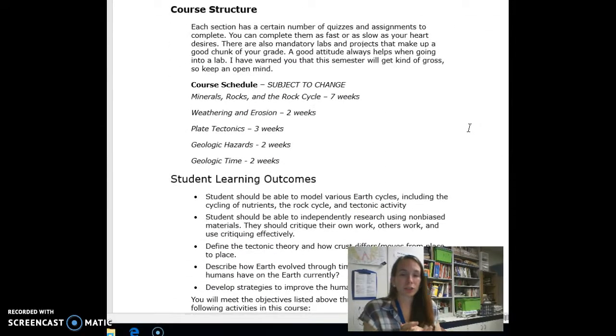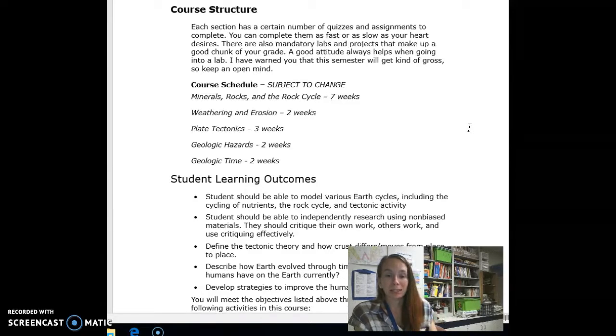Take a look at the course structure. As you can see, we're going to spend a good amount of time on minerals, rocks, and the rock cycle. We'll get into weathering and erosion because that is part of the rock cycle. And then we will do plate tectonics, which goes along with geologic hazards. And then finally, when we come back from winter break, we will talk about geologic time.